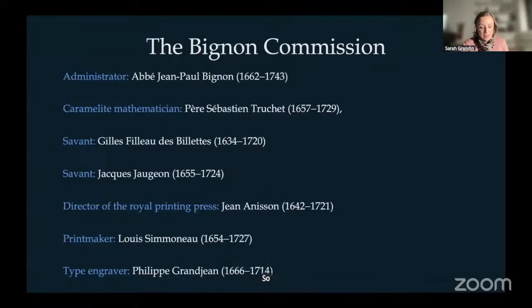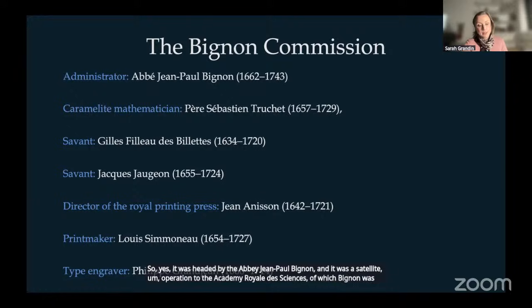So yes, it was headed by the Abbé Jean-Paul Bignon, and it was a satellite operation to the Académie Royale des Sciences, of which Bignon was director from 1691 to 1743. And it's notable that he also had a stint as the director of the Royal Library.